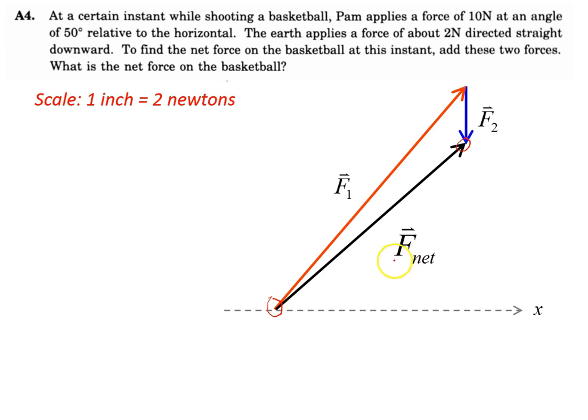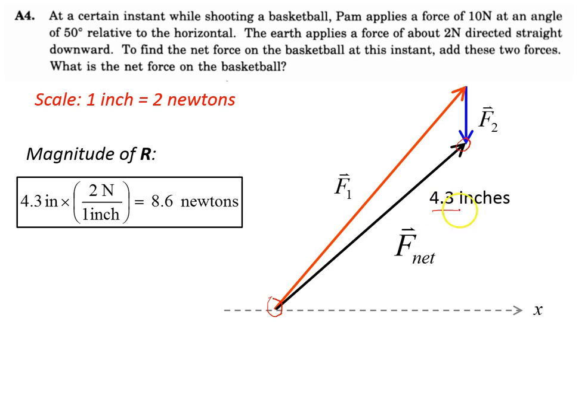Now I have this line on the paper. It's an arrow, a directed line segment. Well, you're going to get out your ruler and measure 4.3 inches long on paper. You're going to go back to your scale and say, okay, 4.3 inches times my scale of 2 newtons per inch, and the overall force on this basketball is 8 newtons. Okay, direction.